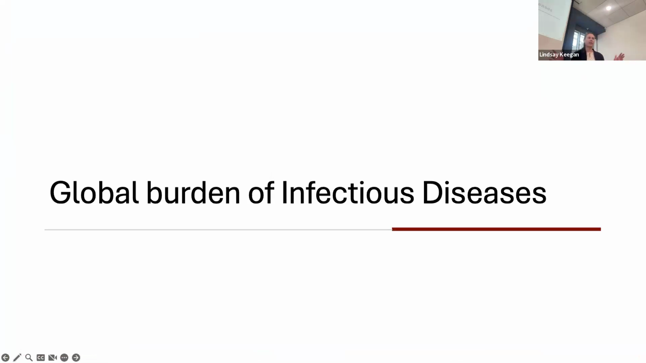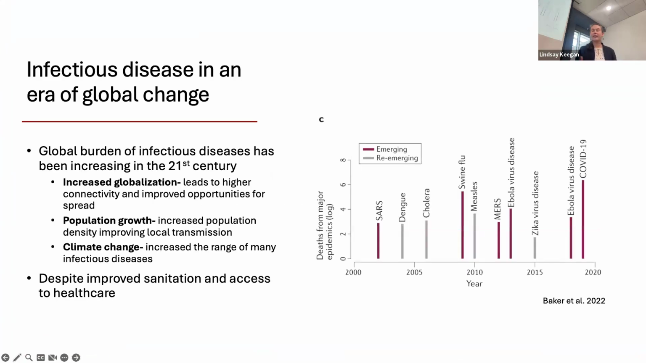All right. Since you are not all infectious disease modelers, just a quick overview on the global burden of infectious diseases. Infectious diseases have been increasing in the 21st century. There are a number of reasons for this, but a few of them are increased globalization, which leads to higher connectivity of global populations and more opportunities for spread. We saw this during COVID. It didn't take very long for COVID to get from China to the US. It's a 15-hour flight. We're now so much more connected, as opposed to the early 1900s, when it was a multiple-week journey by boat.